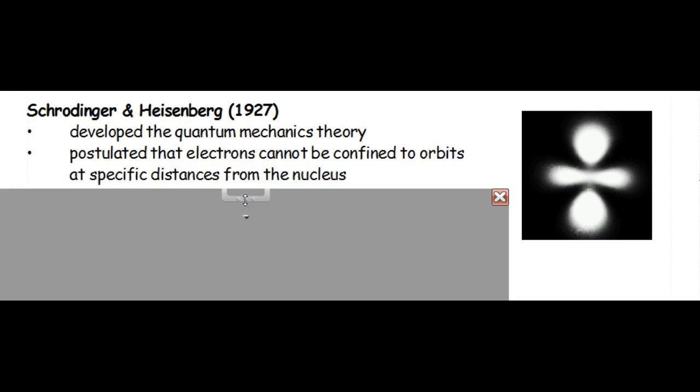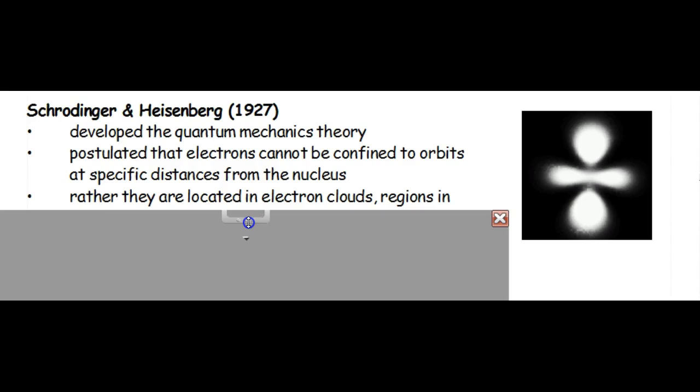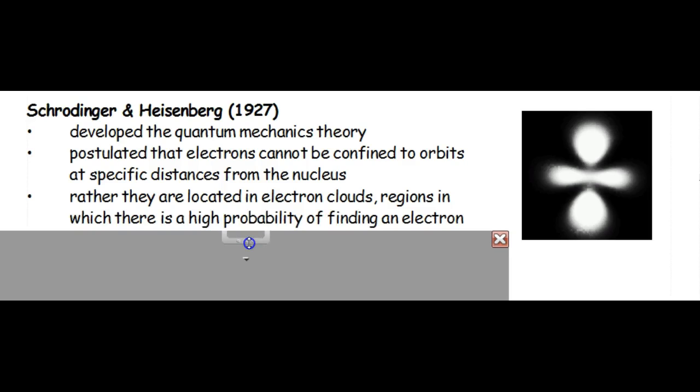So they asked, why is it that electrons, if they're moving around in an orbit, are not losing energy and crashing into the nucleus, right? So they described them as being in these electron clouds, which are regions where the electrons have a higher probability of being. Let me explain that.